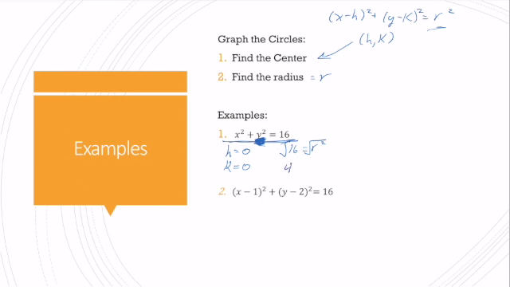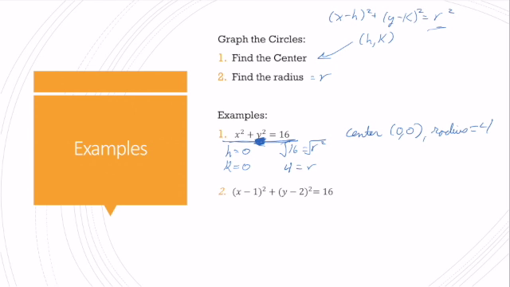The square root of 16 is 4. So this circle has a center of 0, 0, and a radius of 4. All right, let's take a look at this next example.